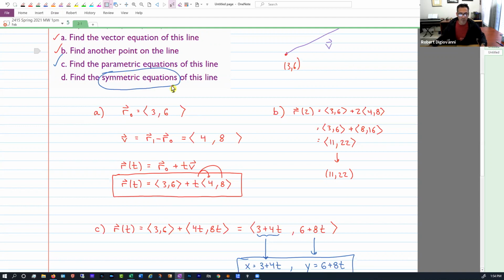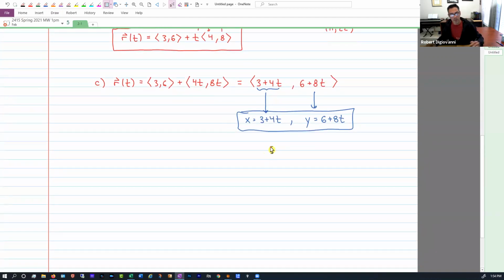All right. So the symmetric equations of this line, what you do is you take Terrence's parametric equations and you solve them both for t. So I'm going to take that equation and solve for t. I'm going to subtract 3 on both sides, and then divide by 4. And that's what t is. Agreed? Do the same thing on the other equation. Subtract 6.